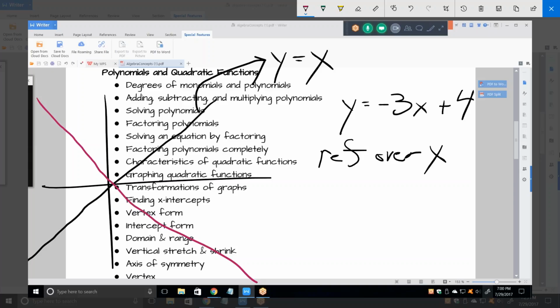And the 3 is what? It's a vertical stretch of 3. Yeah. By a factor of 3. And if we're familiar with our linear functions, that's the slope also, right? Yeah. What's the slope of the original parent? What's the slope of the parent function?